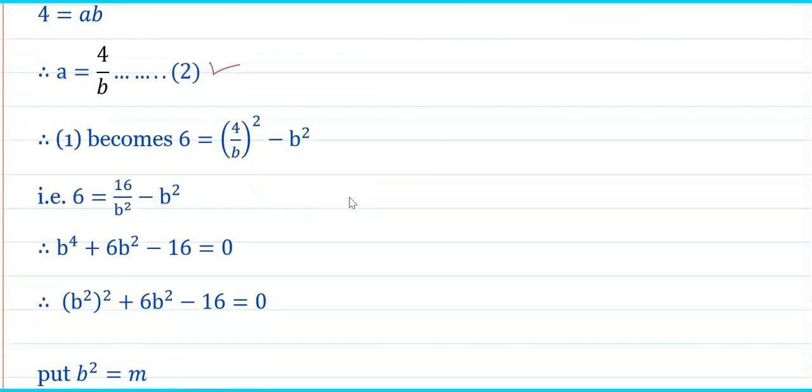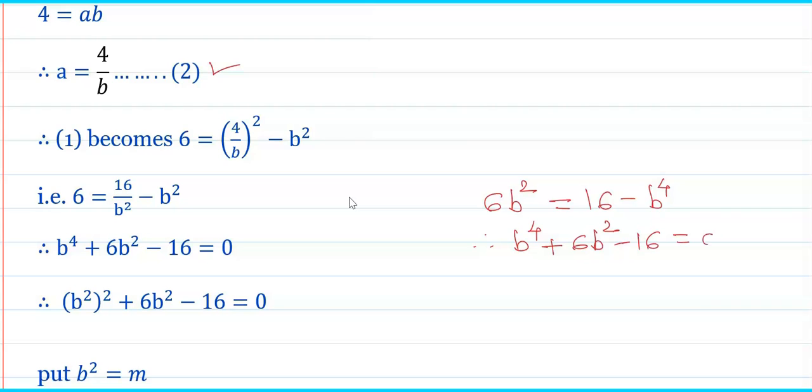Multiply on both sides by b square. Then you will get 6b square equals 16 minus b square into b square, which gives b raised to 4. This quadratic equation can be written as b raised to 4 plus 6b square minus 16 equals 0.